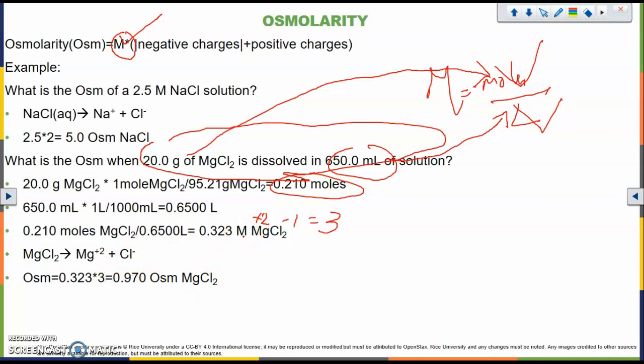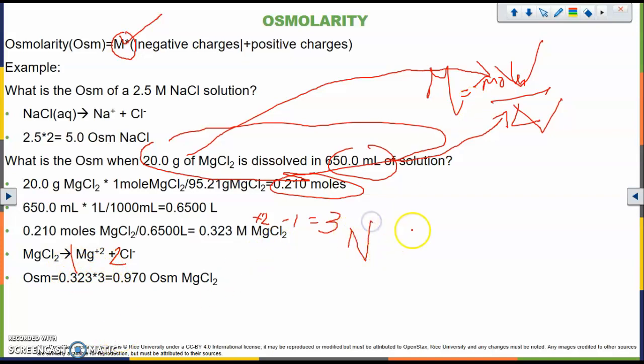The other way, if you're confused about charges, is you use a balanced equation. So here we actually have 1 magnesium and 2 chlorines. Here we have 1 magnesium and 1 chlorine. What number do we need to put? We put a 2 in front of the chlorine. 1 plus 2, that is also another way that you can calculate the number of particles that you multiply the molarity with. Okay, I hope that makes sense.